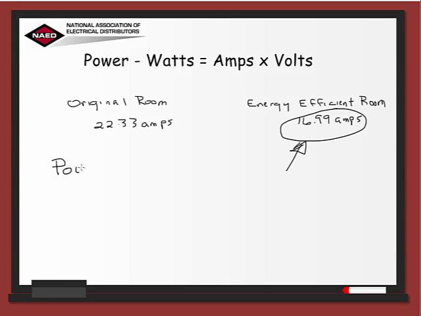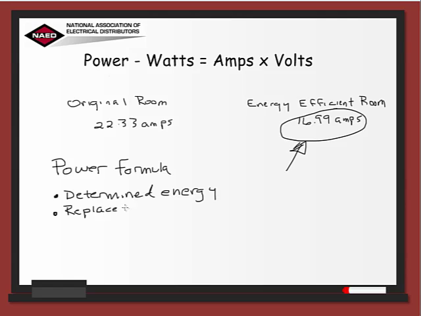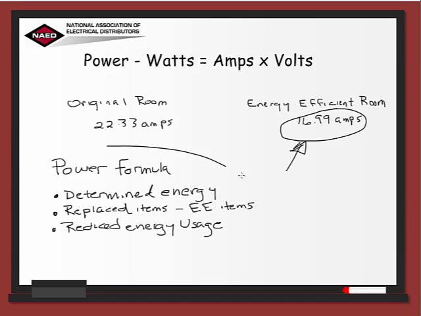So by using the power formula, we determined the energy being used. We replaced items for more energy efficient items. And we reduced energy usage. Now the room is energy efficient. So there you have it, an exercise of the power formula.